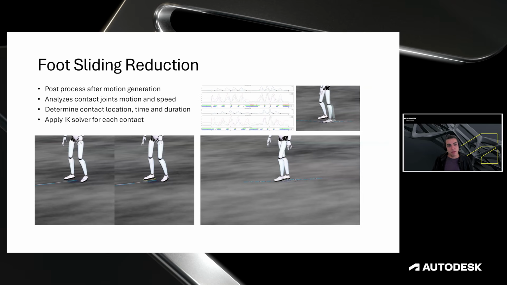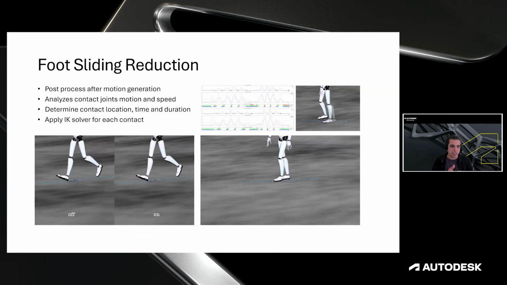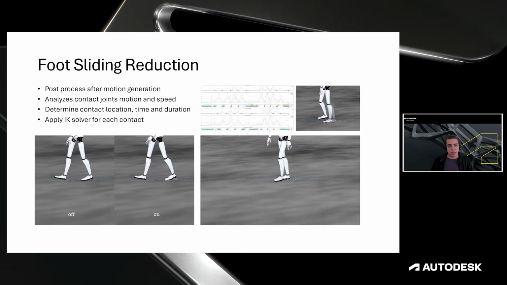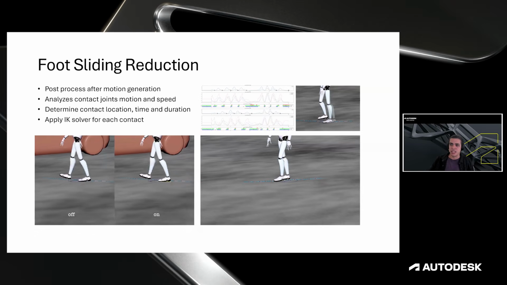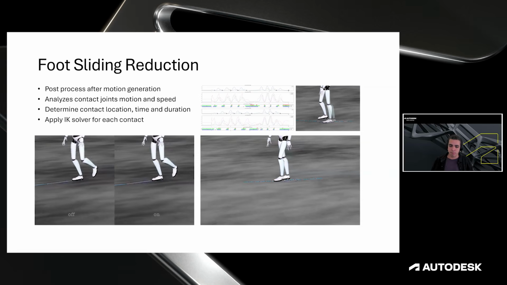The system is offering a foot sliding reduction system at the end. One of the drawbacks of using ML is that ML is always an approximation of what it has learned. So this approximation can introduce some slight foot sliding. So the system can optionally adjust the movement of the feet as a post-processing step. If you generate some motion, you enable that. You can see when it's off on the left, when it's on the right. It can detect when the feet are in contact with the floor, and using IK, it adjusts the position of the joints on the legs.